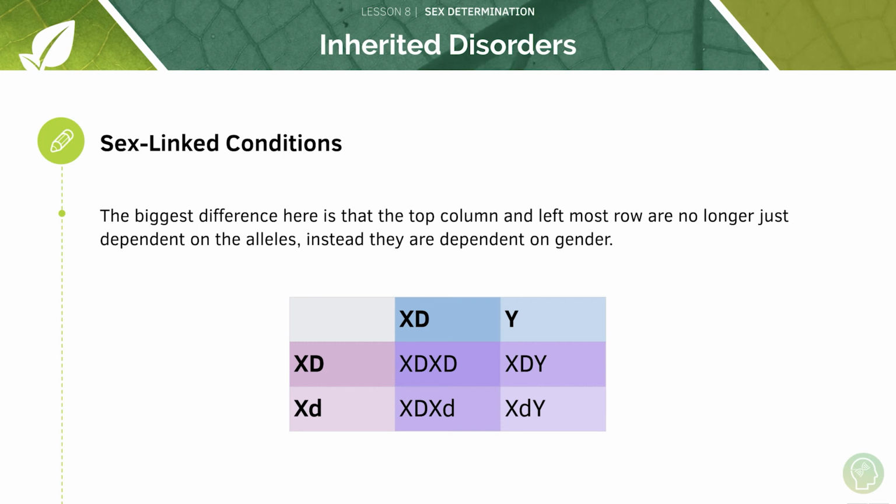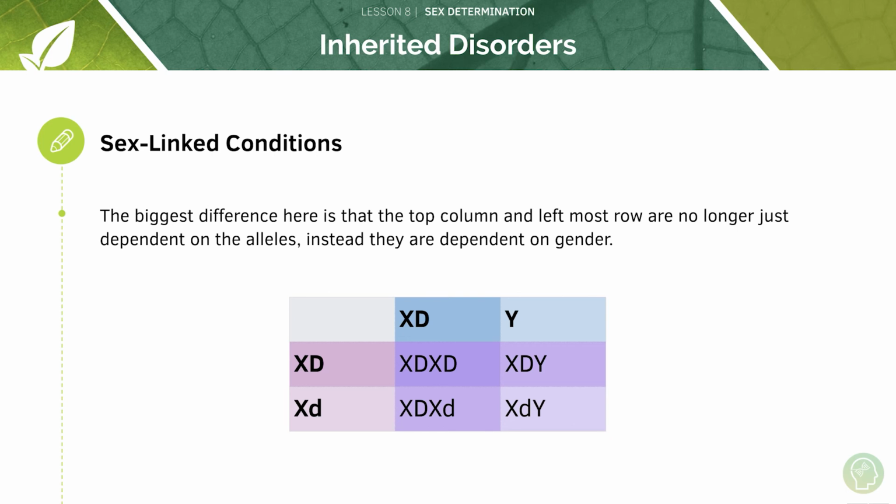Now we're crossing the homozygous dominant male with the heterozygous female. Therefore, the possibilities in the offspring are homozygous dominant female. We have a homozygous dominant male over here. Then we have a heterozygous dominant female. And then we have a homozygous recessive male. And I hope that makes sense to you.